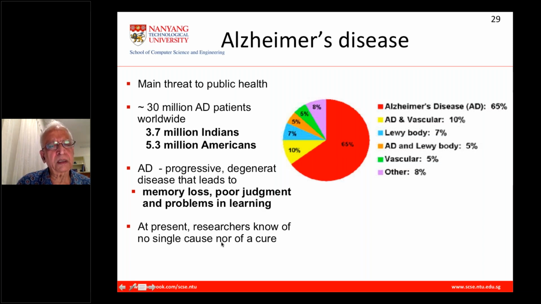There is no single cause and no cure. Slowly it is coming. Very recently I saw them. They have identified the gene, but I don't know. Now you can see the composition. Alzheimer's disease in the world is a big problem, 65%. And people are getting old and lifespan is increasing, so there is a likely chance of more people getting into this kind of problem.